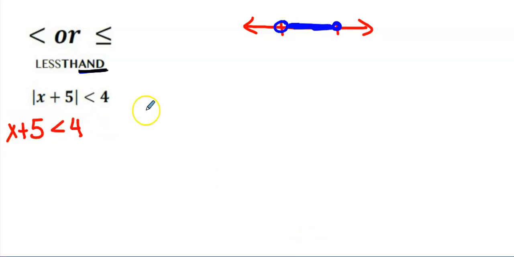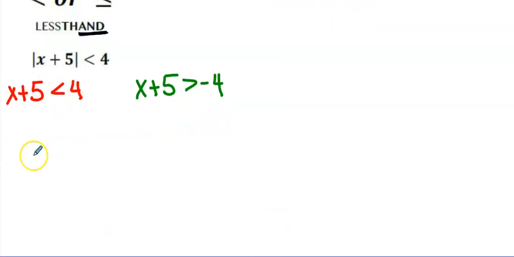And then I'm going to write it again, changing the symbol to a greater than and changing this to a negative 4. So let's look at the positive side. I'm going to subtract 5. X is less than negative 1. So that's one of the solutions. And then I'm going to subtract 5 here. X is greater than negative 9.